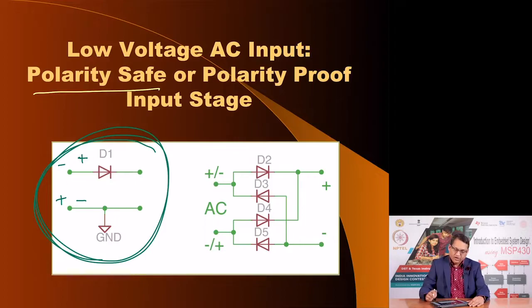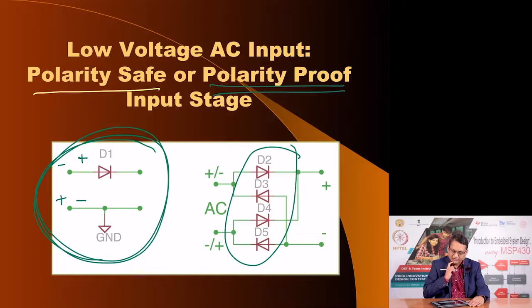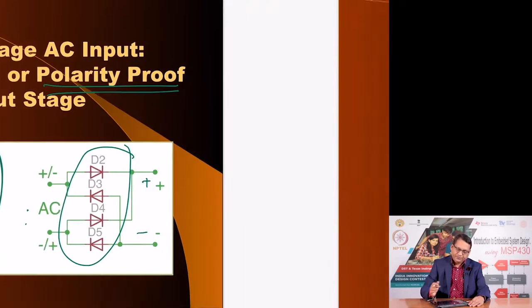If you want polarity proof, meaning irrespective of the polarity, your system should still continue to operate, then instead of a single diode, you can utilize a bridge rectifier configuration as seen here. This is the bridge rectifier component configuration. This will ensure that whether you apply a DC voltage or a low AC voltage, you will get a fixed polarity which is plus here and minus here, and then this could have further filtering and regulation to power your embedded application. So, these could be considered.